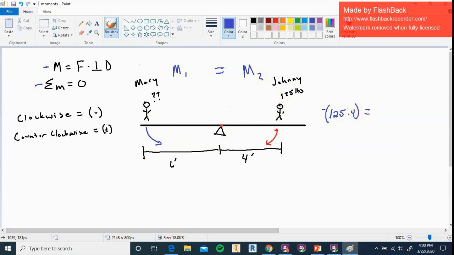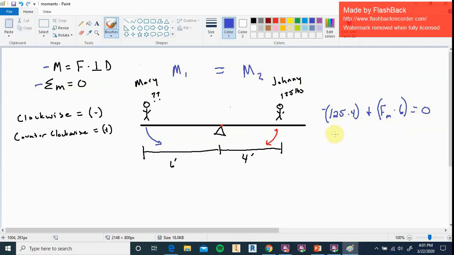And we're going to use this equation here, the sum of the moments equals 0. So Johnny's moment is 125 times 4, but it's negative. And we're going to add that to Mary's moment over here. Mary, we don't know her weight, so we're just going to call that FM for force of Mary. And we know that she's at 6 feet from the fulcrum, so that's going to be times 6. And then if I add these two together, then according to our equation, they should sum up to 0.